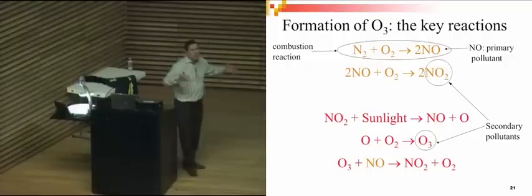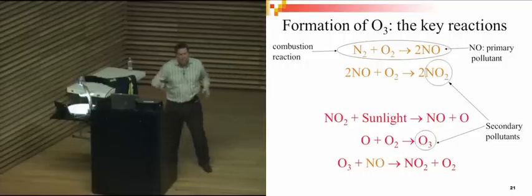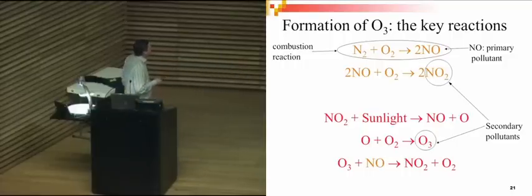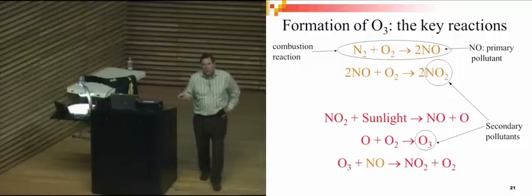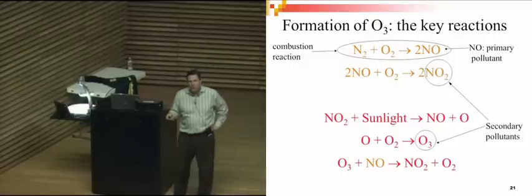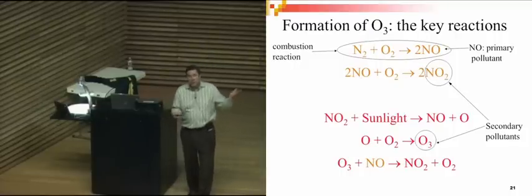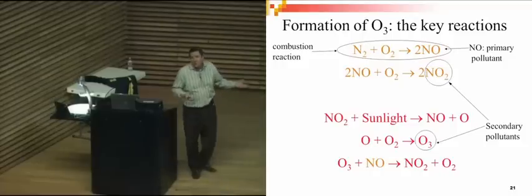So ozone doesn't keep building and building and building. Ozone is then degraded by NO. It'll react with NO to form NO2 and oxygen. So the concentration of ozone in the troposphere is a balance between ozone production, of course, and ozone degradation.